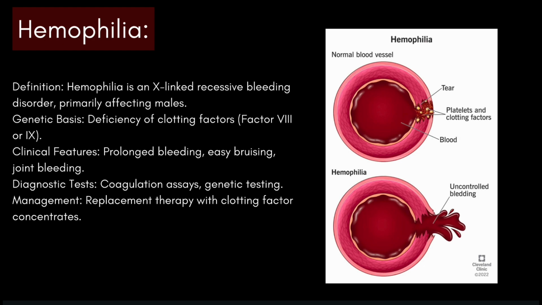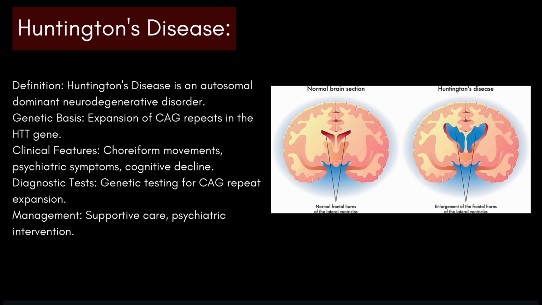Diagnostic tests include coagulation assays and genetic testing. Hemophilia is managed through replacement therapy with clotting factor concentrates. Moving on. Next, we have Huntington's disease. Huntington's disease is an autosomal dominant neurodegenerative disorder.